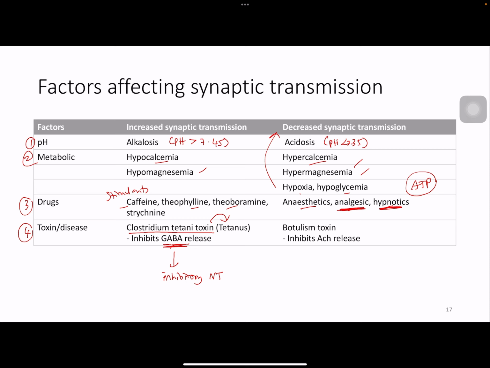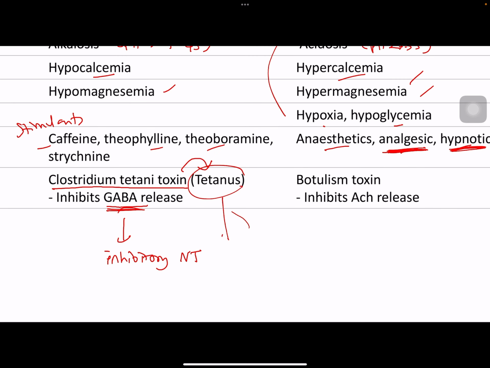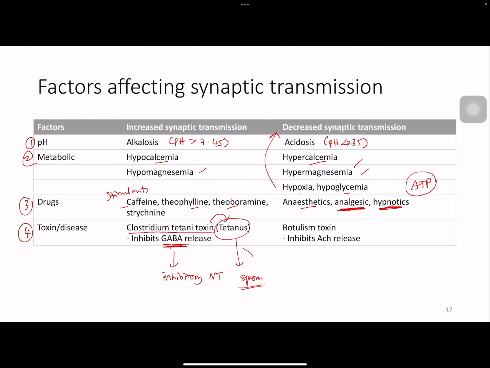Okay. So what happens is that when there's increased synaptic transmission, you can see that those with tetanus will present with spasm. It can present with spasm because it causes increased synaptic transmission, which eventually can increase the neuromuscular transmission as well, causing the muscles to contract non-stop or continuously, leading to tetanus and spasm.